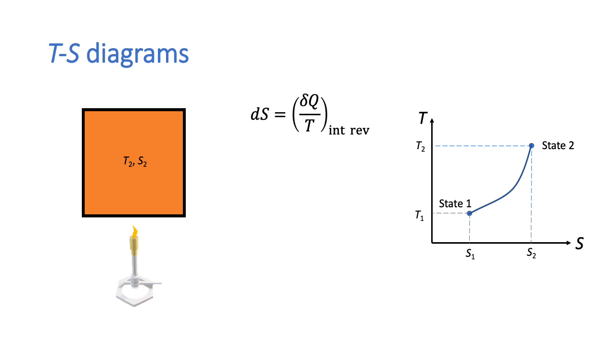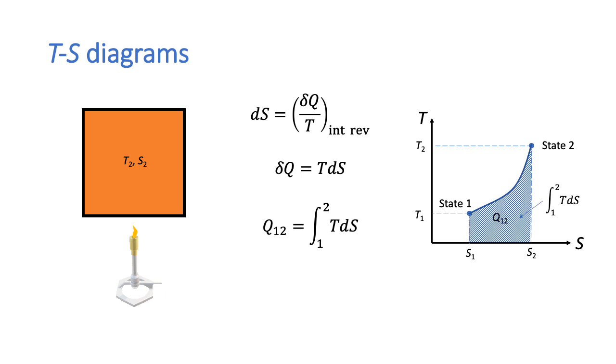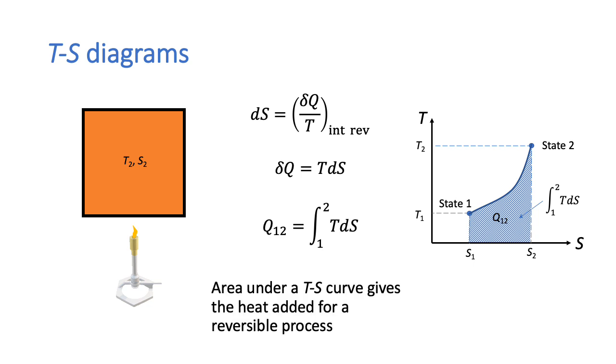If we use the equality that ds is equal to delta Q upon T for an internally reversible process, we can rewrite that to say delta Q is equal to T dS. The heat transfer, therefore, Q12 would be the integral of T dS from state 1 to state 2. This integral represents the area under the process curve. The area under the TS curve therefore gives the heat added for a reversible process.